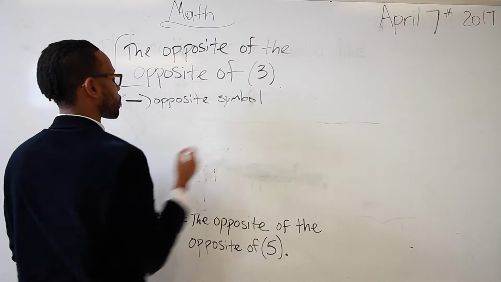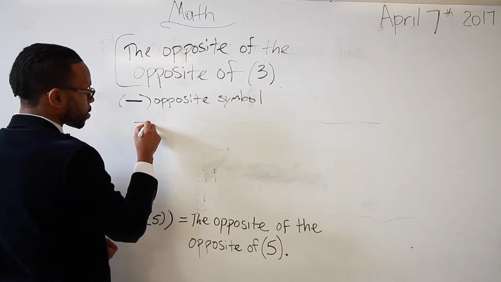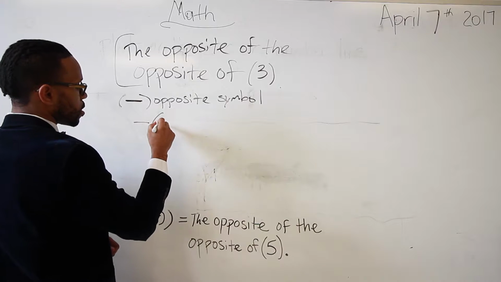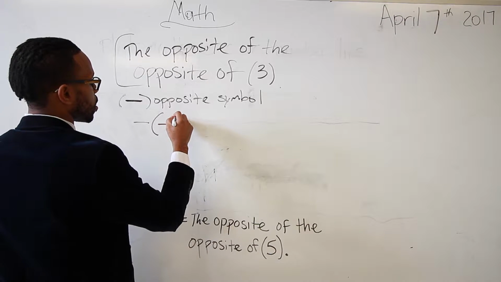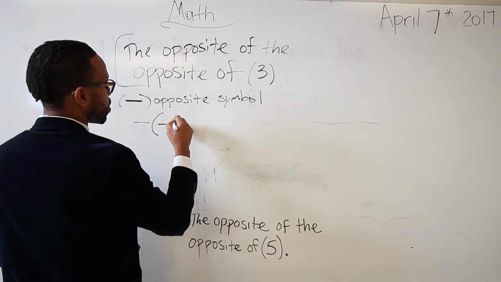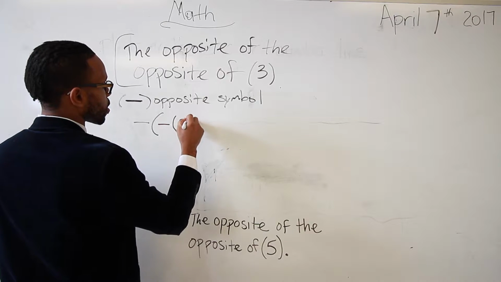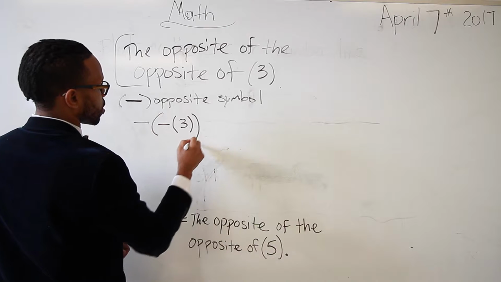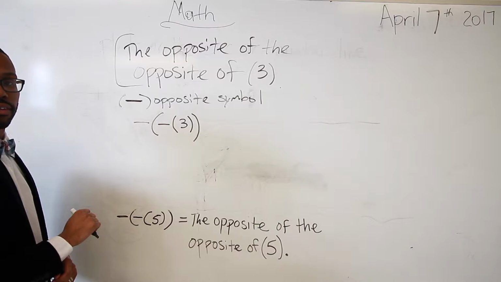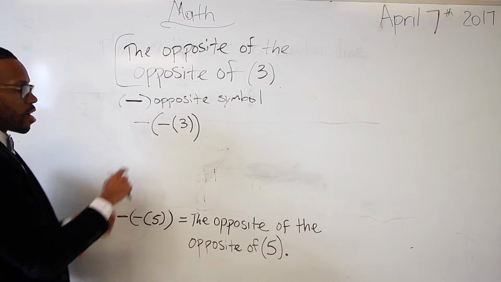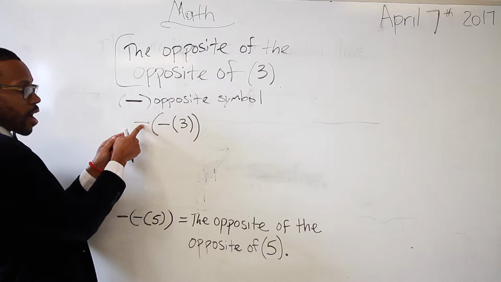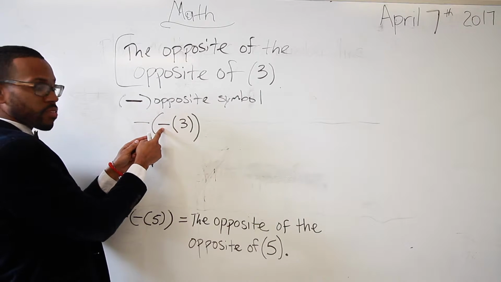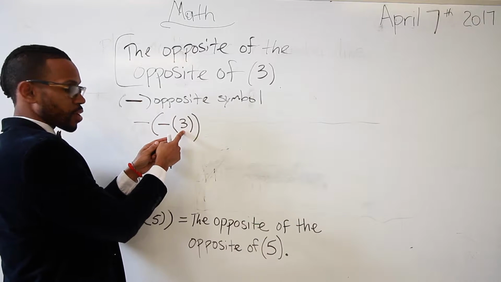That I'm going to use. So the opposite of the opposite of 3 should look like this. Okay? The opposite, my symbol for the opposite of the opposite of 3.